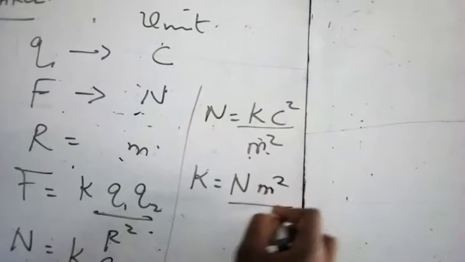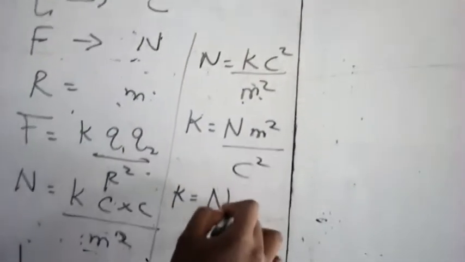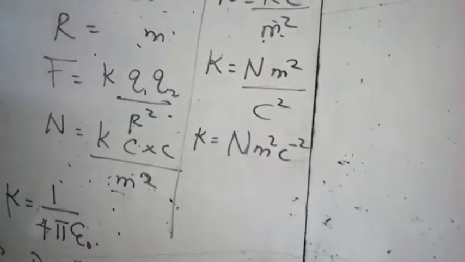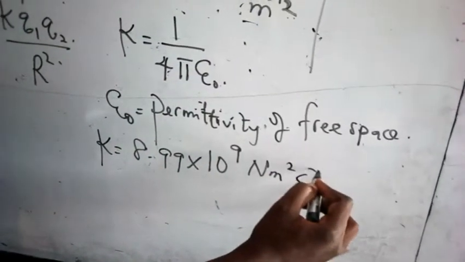Meter square over coulomb square. So you have it as what? Your K is equal to Newton meter square C minus 2. Are you seeing it? So that's Newton meter square C minus 2.